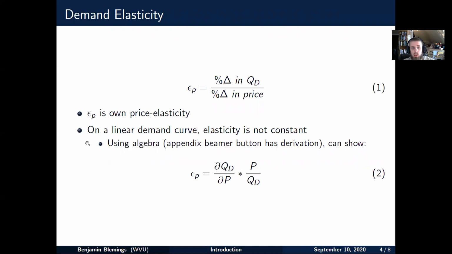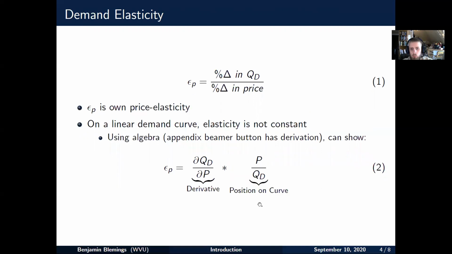So on a linear demand curve, we know that elasticity is not constant. Using algebra, and I have this derivation in the appendix, you can show that the elasticity of price is the partial derivative of quantity demanded with respect to price, times the actual price and quantity demanded on that curve. Let's break that down a little bit more. This is just the derivative, and this is just where you are on the curve. And on a linear demand curve, this is going to matter a lot.